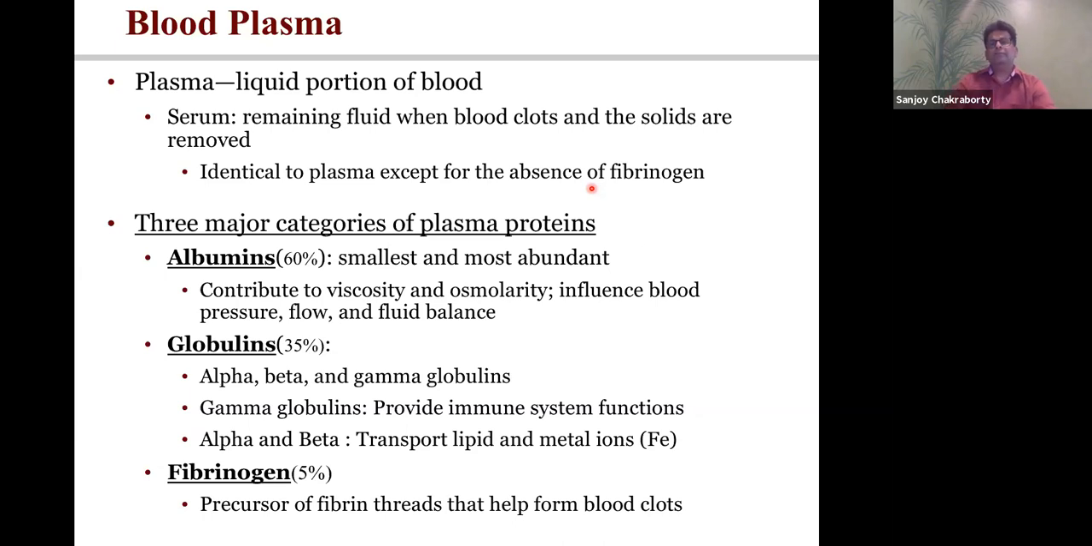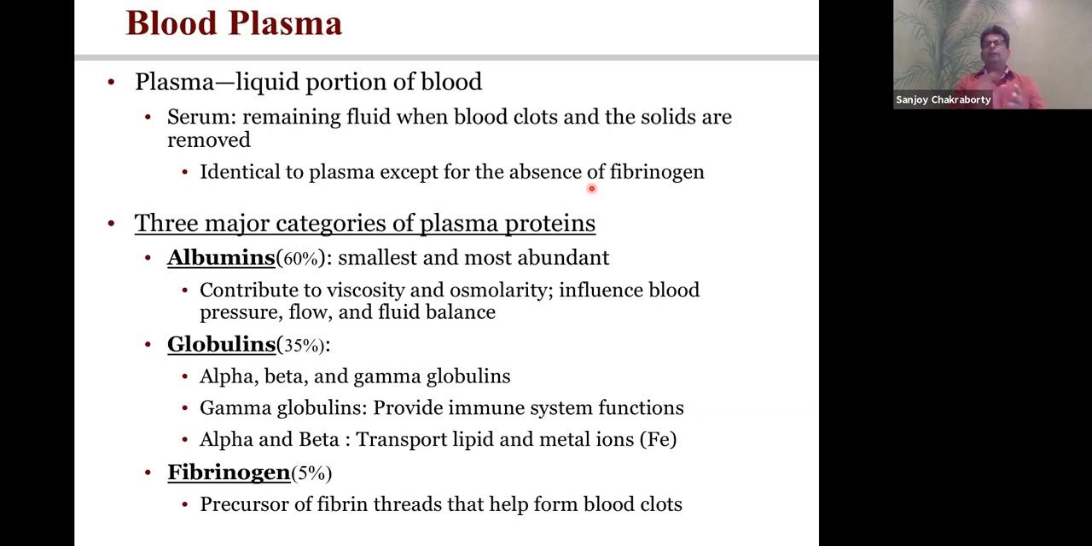Finally, fibrinogen, the protein that is responsible for blood clotting. We are going to learn blood clotting in detail later on in this chapter. So in blood clotting, one of the major players is fibrinogen. It is a very complex process. We are going to learn that at the end.